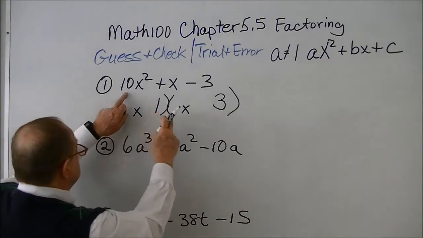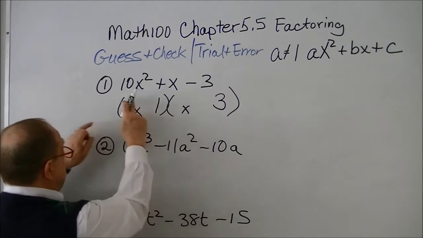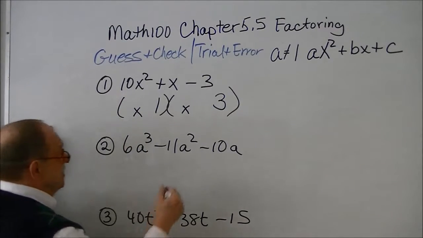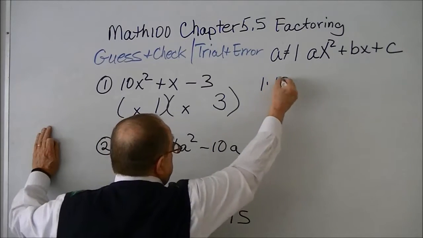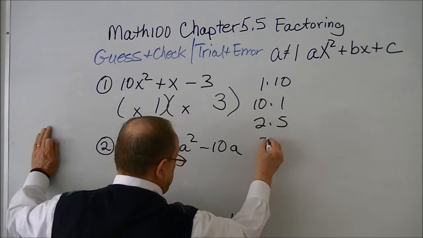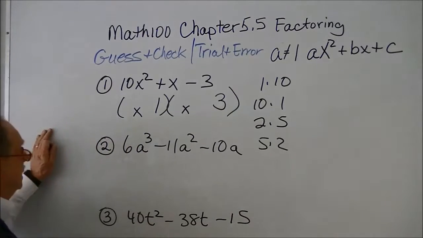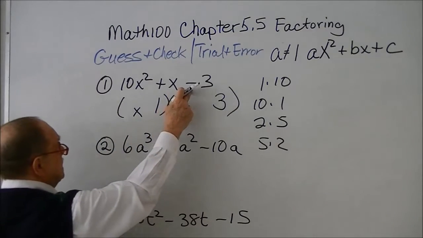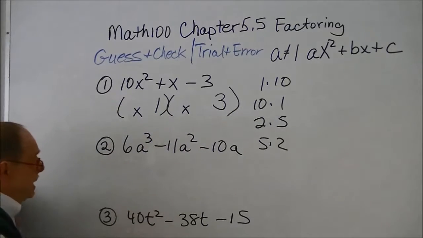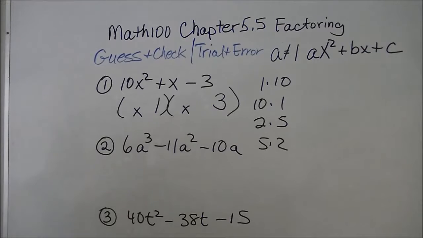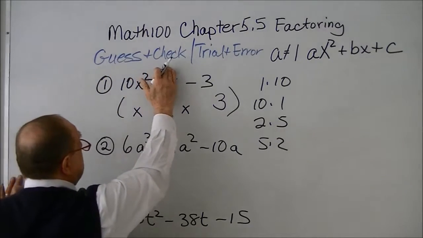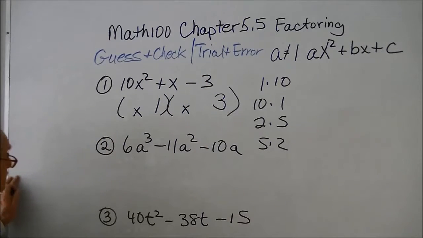But now what we have to determine here is which factors of 10 am I going to use? And remember, there's 1 times 10, 10 times 1, 2 times 5, 5 times 2. And notice the sign is negative, so one of these is going to be negative and one positive. So a lot going on in just this first example as we use the technique of guess and check, trial and error.